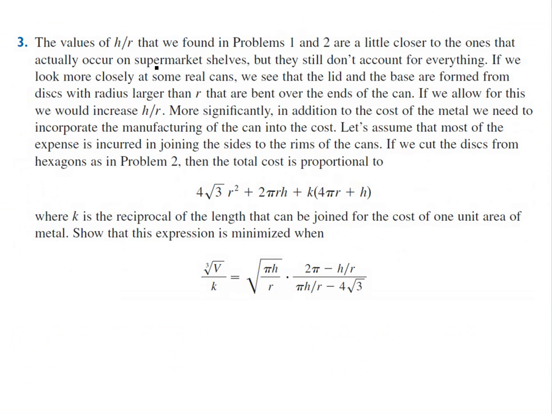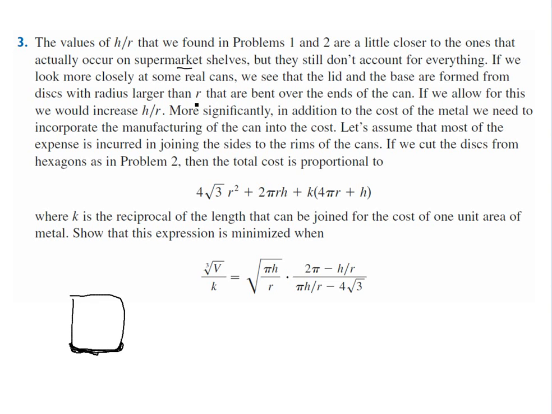Now if we look at question 3, the basic values of h and r that we found in problems 1 and 2 are closer to the ones that actually occur in supermarket values, but they still don't account for everything because there are still a lot more variations. If we look more closely at the real cans, we can see that the lid and base are formed with a radius larger than r that are bent over the ends of the can. On the cans you're going to have a bigger radius here, and you can see how it's wrapped around it, joined around it by a larger circle.